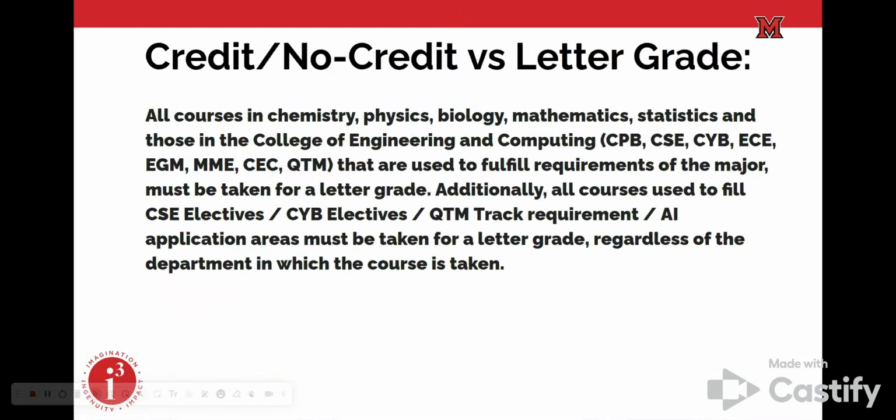Credit, no credit versus letter grade. All courses in chemistry, physics, biology, mathematics, statistics, and those in the College of Engineering and Computing that are used to fulfill requirements of the major must be taken for a letter grade. Additionally, all courses used to fill CSE electives, CYB electives, quantum track requirements, or AI application areas must be taken for a letter grade, regardless of the department in which the course is taken.